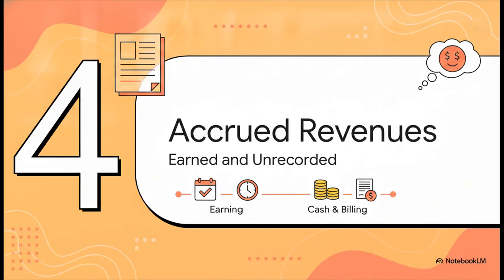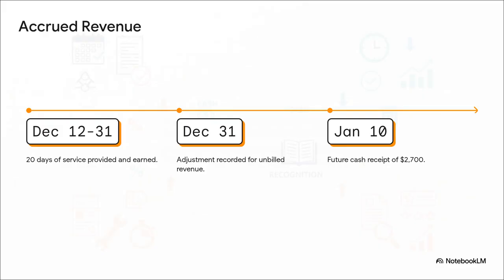And that brings us to our fourth and final category, accrued revenues. These are revenues you've earned, but they're currently unbilled and unrecorded. Honestly, this is absolutely the best kind of problem to have. It means you've successfully earned money but just haven't billed the client yet. The recognition comes first here. You've been working hard on a project for weeks in December, generating real value. But the cash receipt? That's a future event happening next month when you finally send out the invoice.